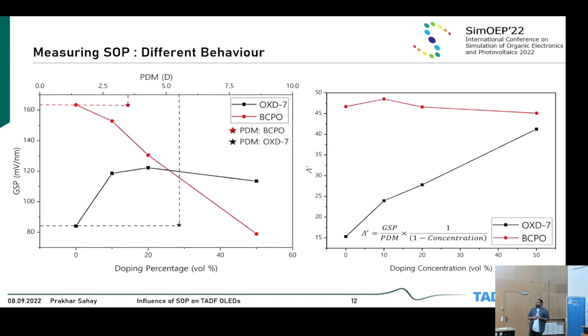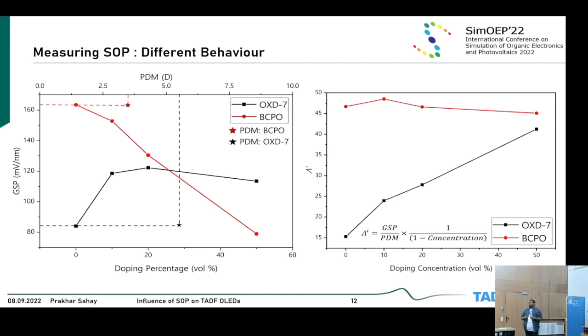Why do we see this different behavior for these two materials? To explain that, we first have to look at the PDM and the GSP of these two materials. BCPO has a low PDM compared to OXD7, but a comparatively high GSP value. On the other hand, OXD7 has a higher PDM, but a lower GSP. In the case of OXD7, we see an almost steady increase in the lambda prime parameter, which is the degree of alignment, with increasing concentration, whereas in the case of BCPO, this value remains almost constant.